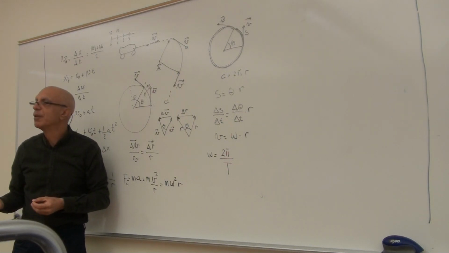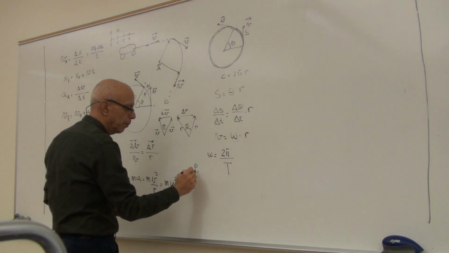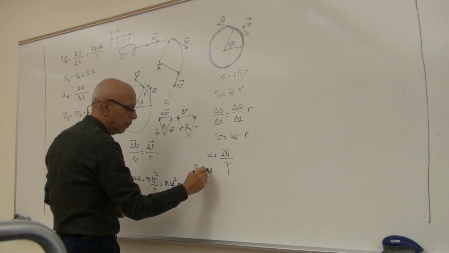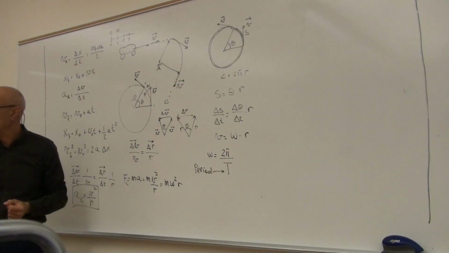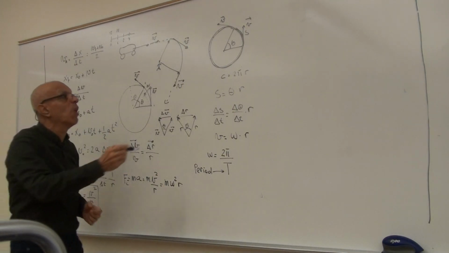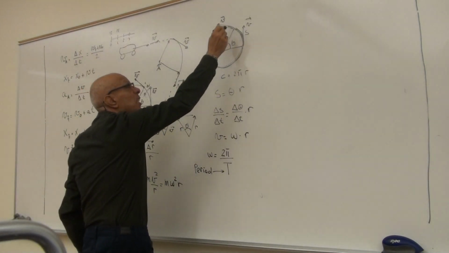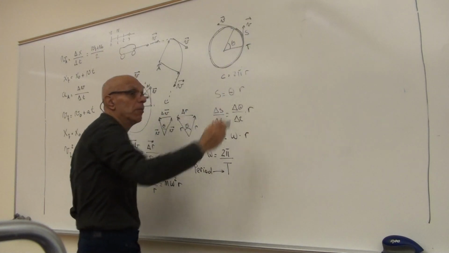What is the period? How do you say it? Period. The period is the time to complete a full cycle. I start here and time it going around. When it comes back here, that is one period.